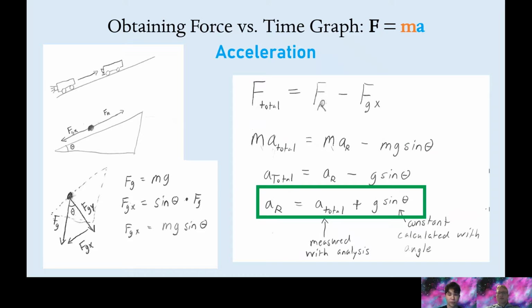As you can see in the bottom right, through all this math with free body diagrams and stuff like that, we derived that the acceleration of the rocket, a sub r, is equal to the total acceleration, which is measured with the video analysis that we use, plus the constant acceleration against the rocket cart from gravity. So using that, we can get acceleration.